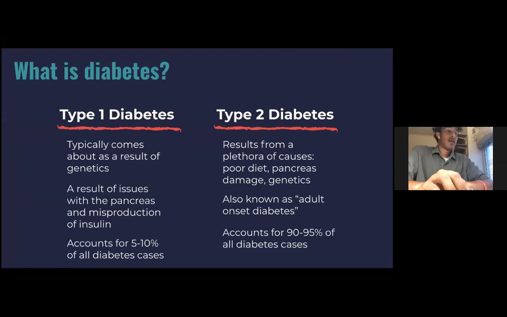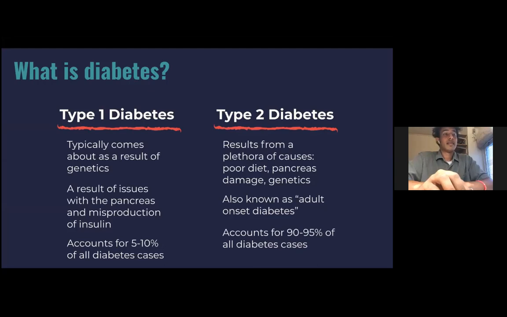Okay. So the last thing I want to mention about diabetes is that there are two main types. The first type, usually called type 1 diabetes, typically comes about as a result of genetics. It's typically a result of some issue in the cells of the pancreas, which produce insulin. And this type of diabetes accounts for approximately 5 to 10% of all diabetes cases.